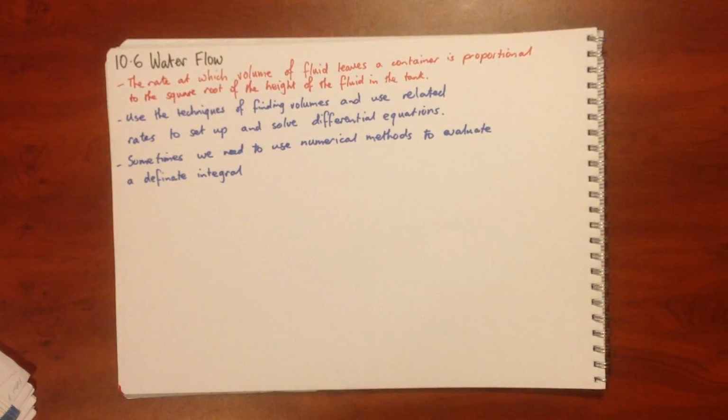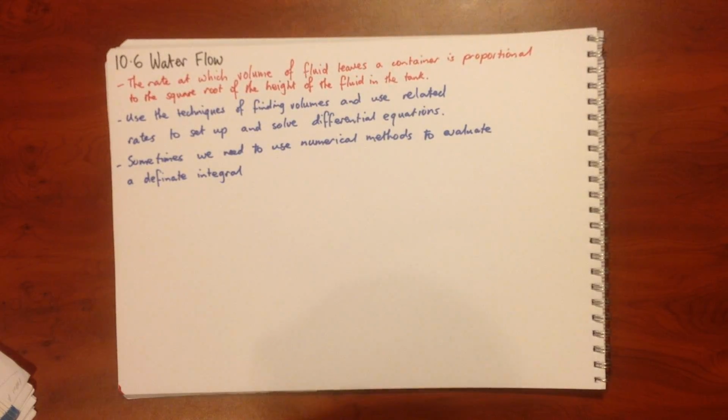In this tutorial we're looking at section 10.6, which is on water flow. The rate at which the volume of fluid leaves a container is proportional to the square root of the height of the fluid in the tank, or in the container. It's just a bit of an idea. There's Torricelli's theorem, which they talk about a little bit at the start of the book, but that's the gist of it.